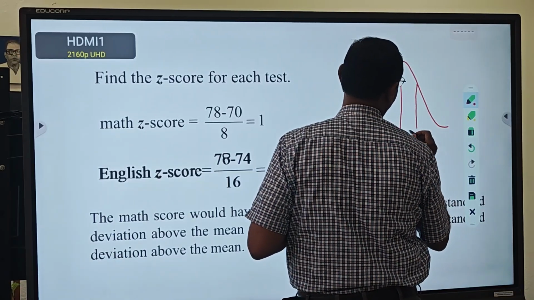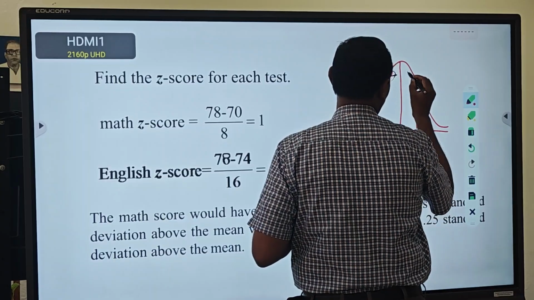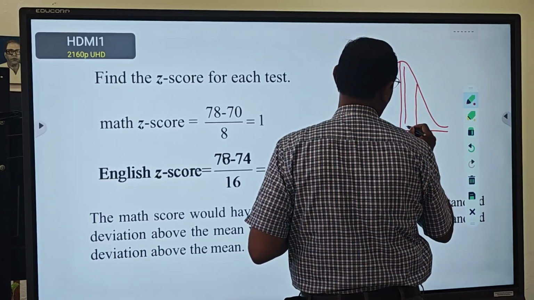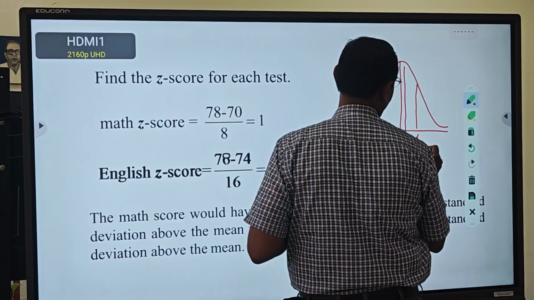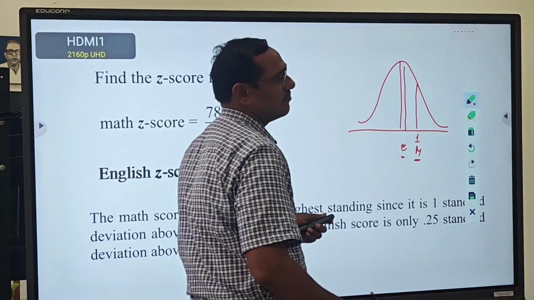So this is 1 standard deviation. So 0.25 will be somewhere around here, 0.25. So this is max score and this is English score. So max score is more than the English.